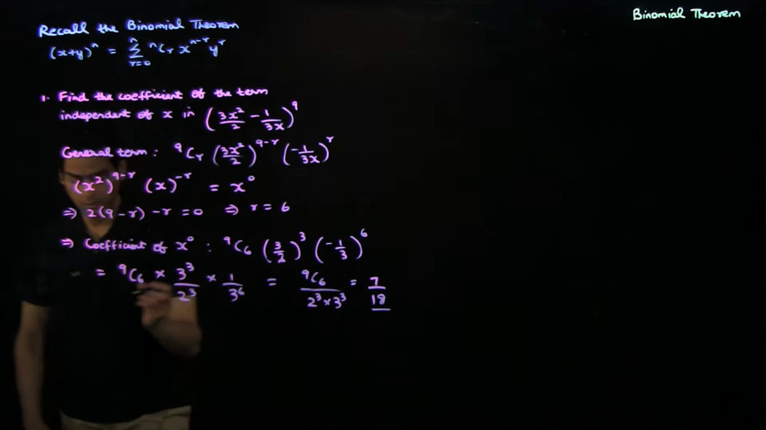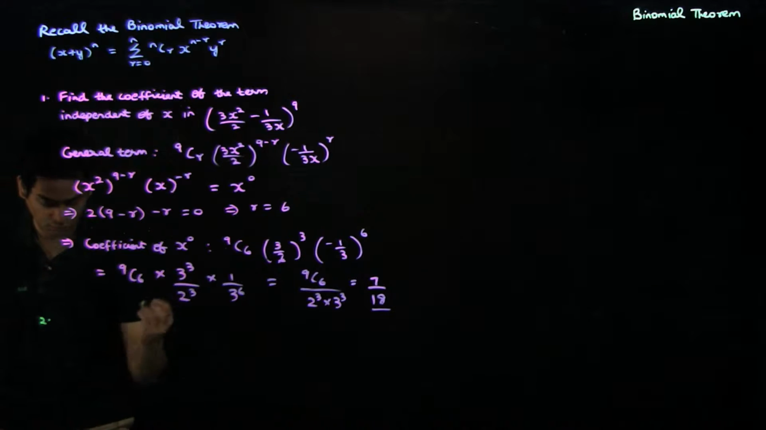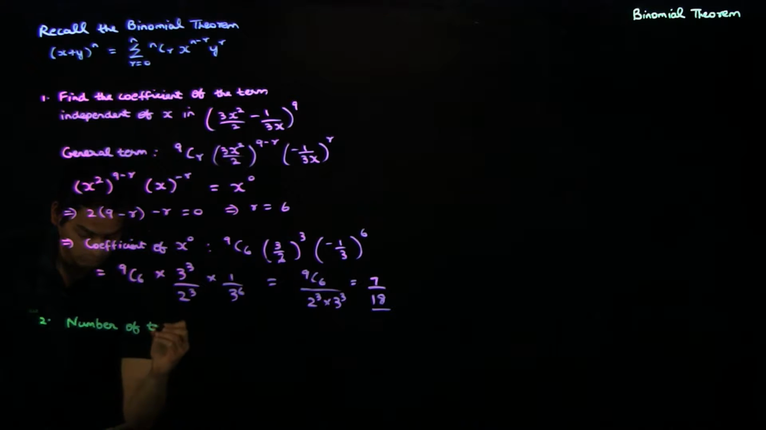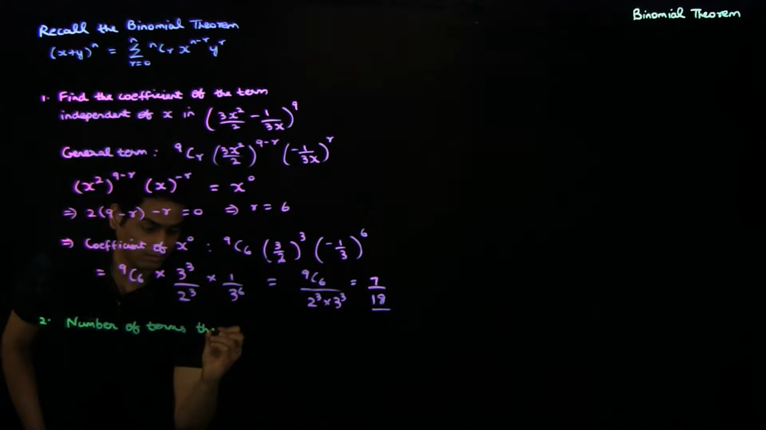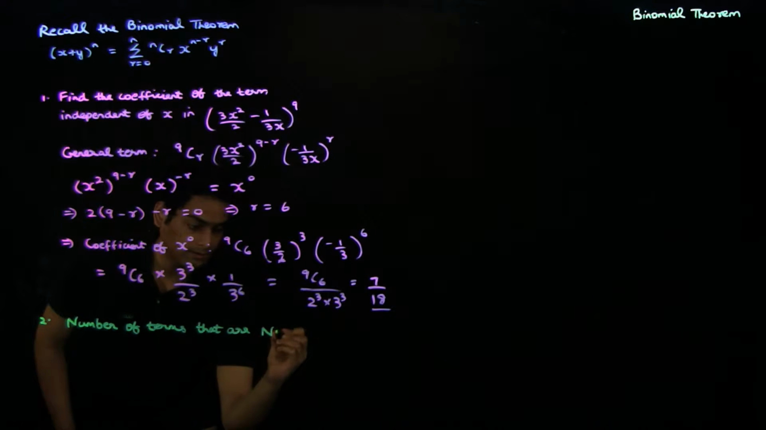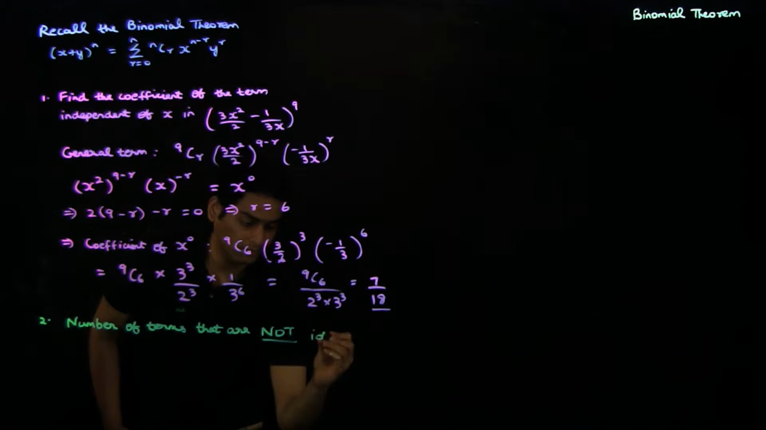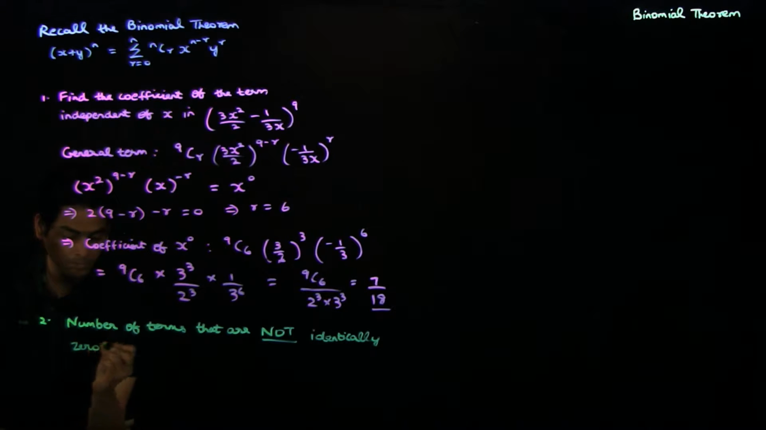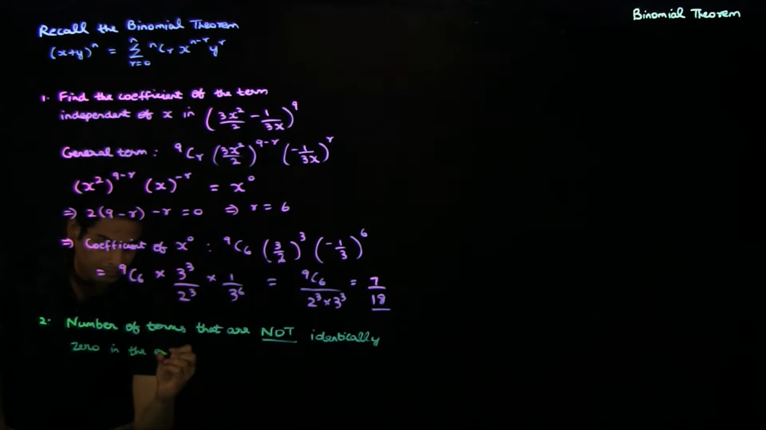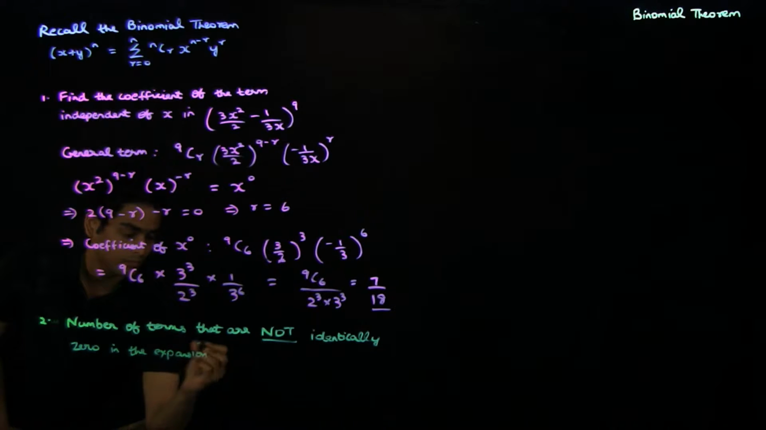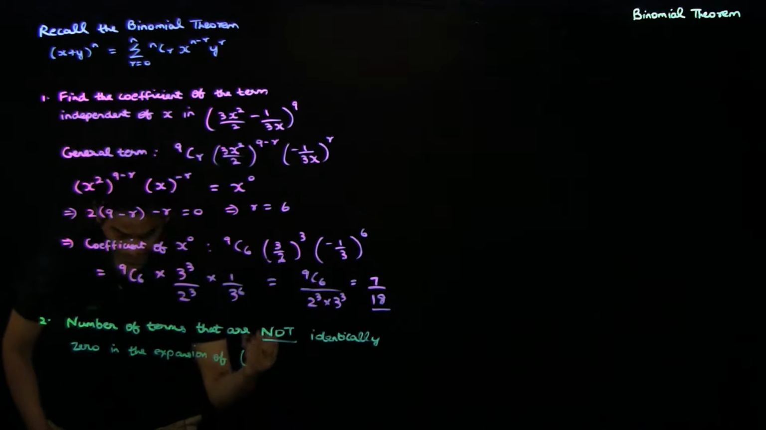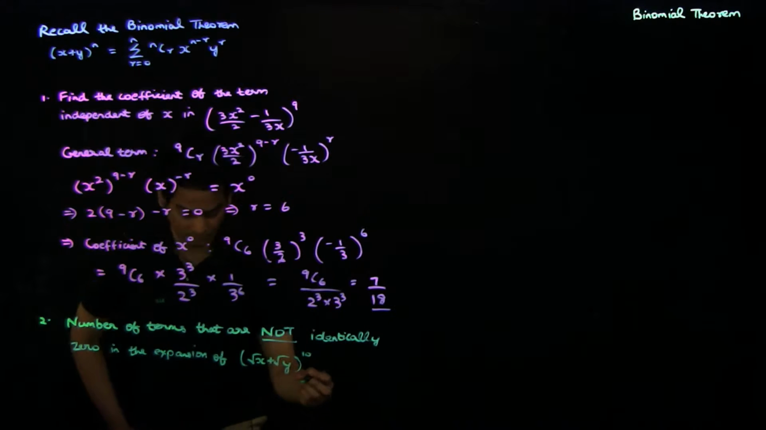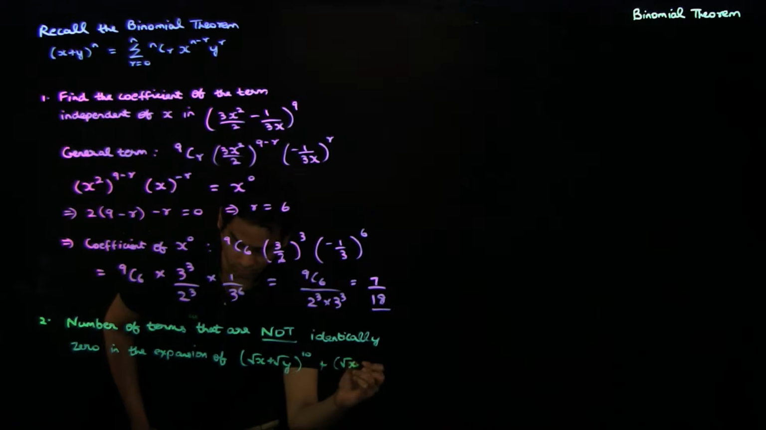Let's look at a second example. This example asks you to find the number of terms that are not identically 0 in the expansion of (square root of x plus square root of y) whole power 10 plus (square root of x minus square root of y) whole power 10.